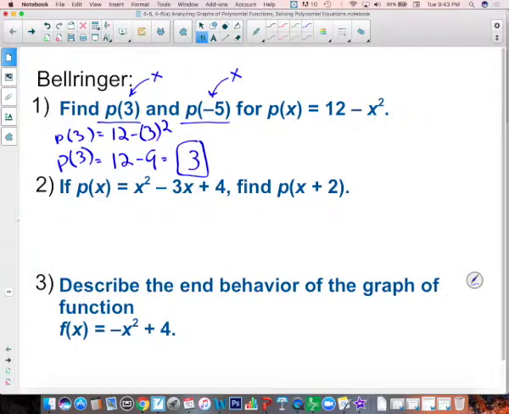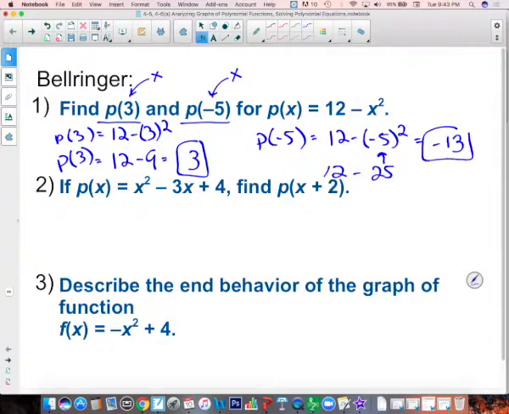Now let's do the -5. So P of -5. Okay, plug that in. It's 12 minus a -5 squared. Be careful with your negatives here because -5 squared turns into a positive 25. So it's 12 minus 25. So P of -5 gives you a -13.